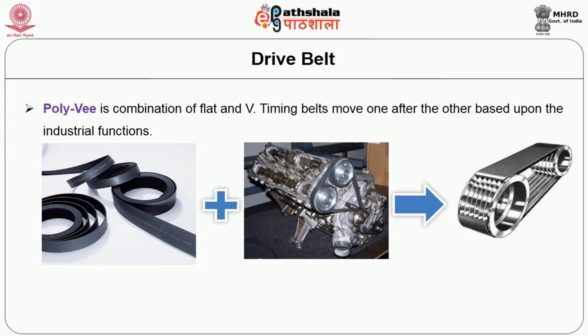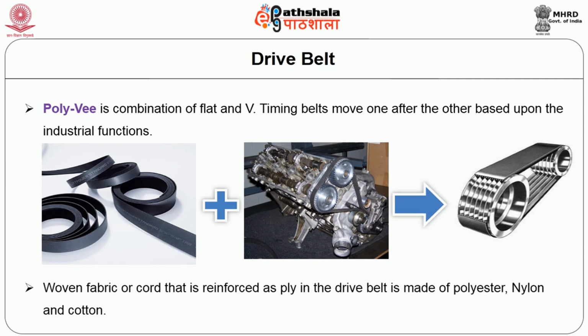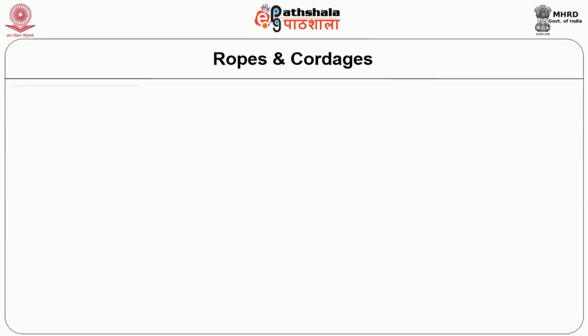These belts are generally manufactured from a core of high tensile material with a synthetic rubber matrix enclosed in a fabric reinforced with rubber lining. Woven fabrics or cord that is reinforced as ply, the drive belt is made out of polyester, nylon, and cotton. Next, we shall see about ropes and cordages.